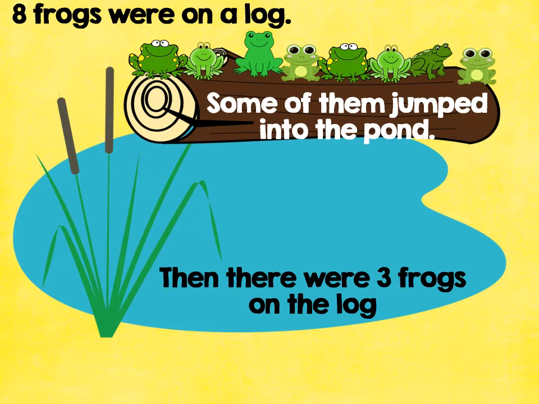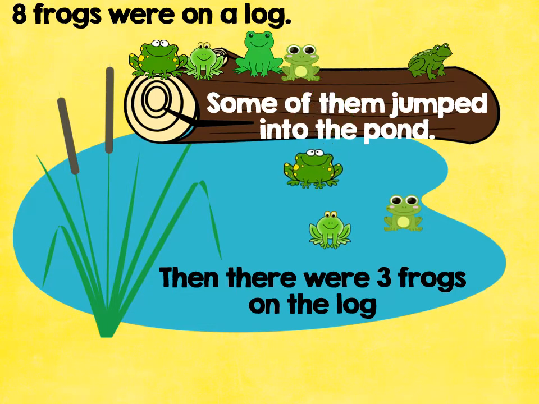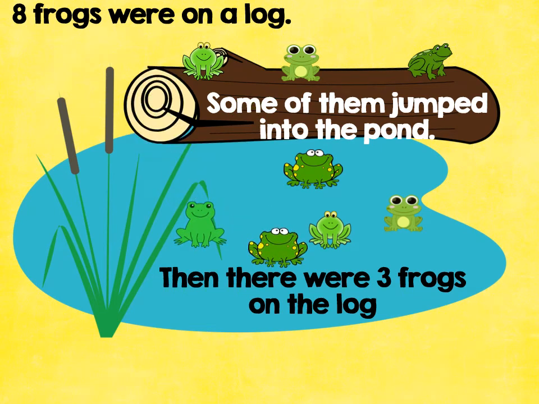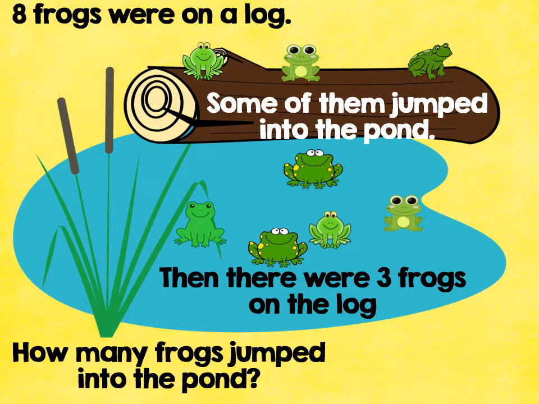So if there's 8 right now and 1 jumps into the pond, now I have 7. Now I have 6, 5, 4 on the log, 3 on the log. So now there's 3 frogs left on the log. And the question was, how many frogs jumped into the pond? Well, let's count them. 1, 2, 3, 4, 5. So 5 frogs jumped into the pond. Good job. Let's try another one.